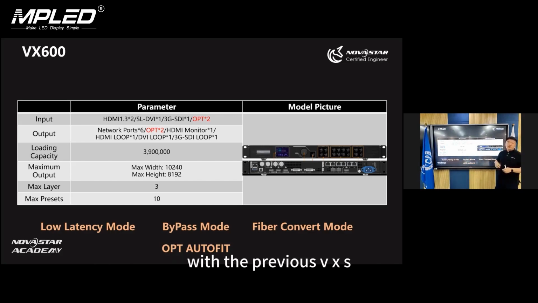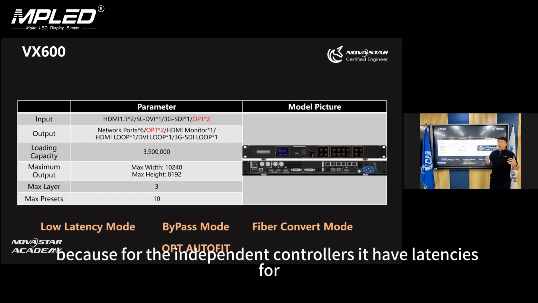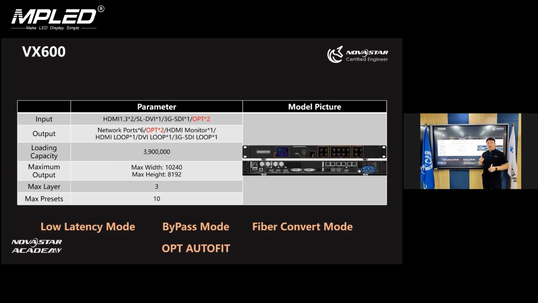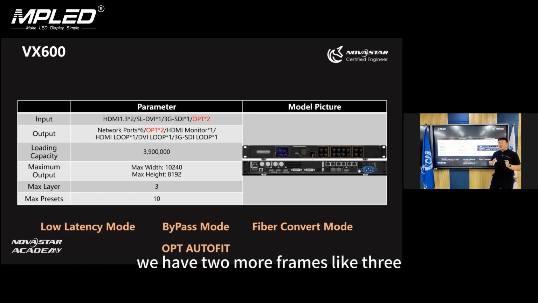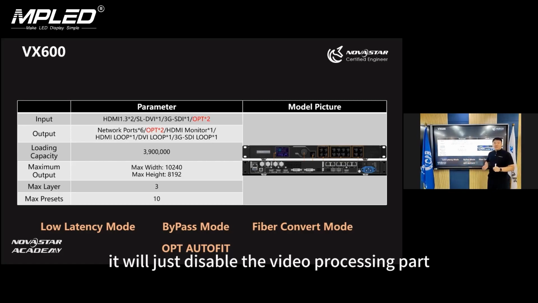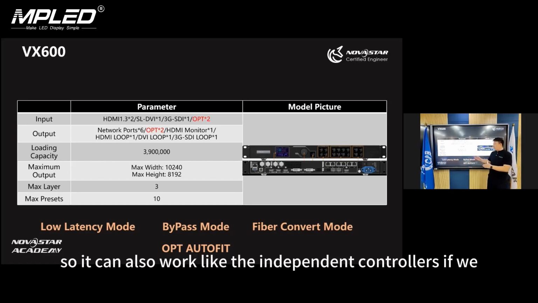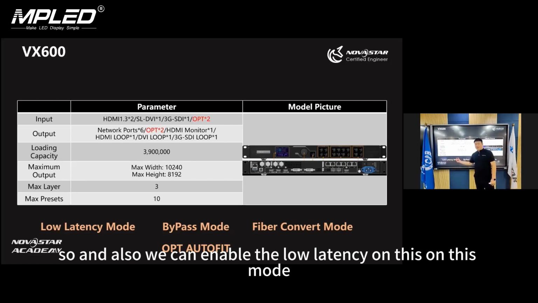It's quite different from the previous VX4S. For example, it supports the bypass mode. What is the bypass mode? It's very important because for the independent controllers, it has a latency of about one frame. But if we use all-in-one controllers, normally we have 2 more frames, like three frames. If we use the bypass mode, it will just disable the video processing part. So it can also work like the independent controllers if we just enable the bypass mode. And also we can enable the low latency on this mode.